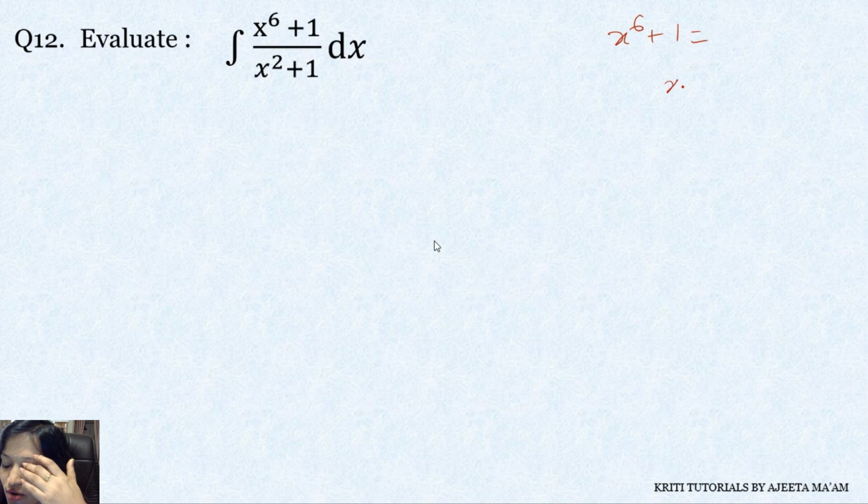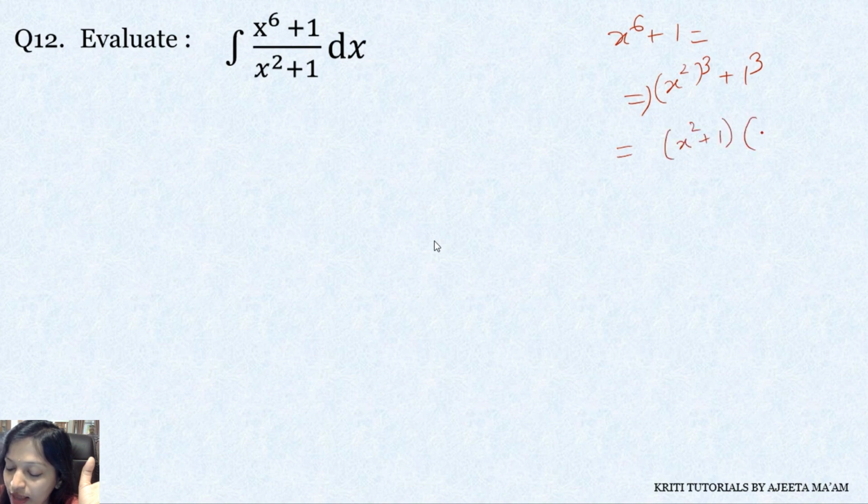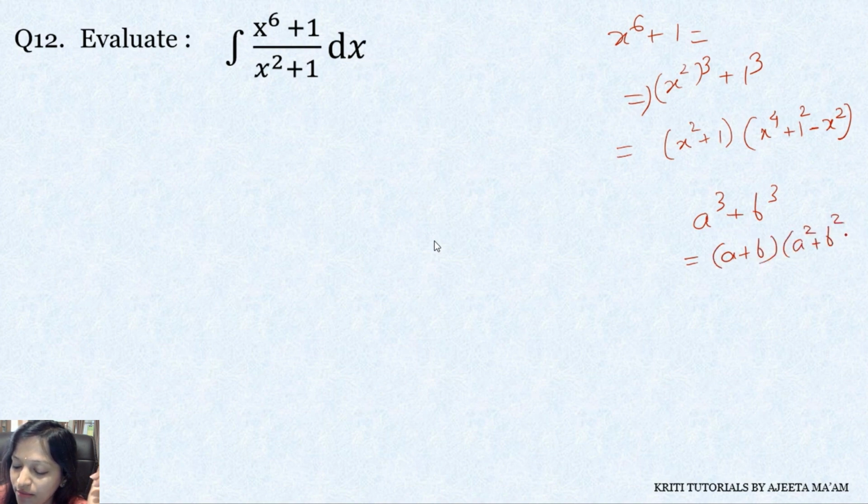So now x raised to 6, what can I write? X square raised to 3 plus 1 raised to 3. So we are going to use the identity of a cube plus b cube here. So a cube plus b cube is what? A plus b, a raised to 2 plus 1 raised to 2 minus ab. This is what we have here, right? So now we are going to evaluate this and put it here. That is a plus b, a square plus b square minus ab. Right? Now let's put it here.